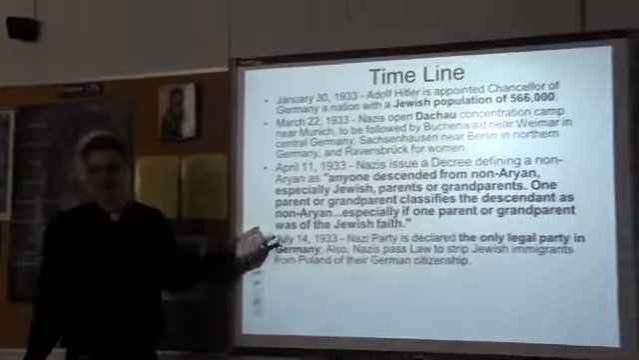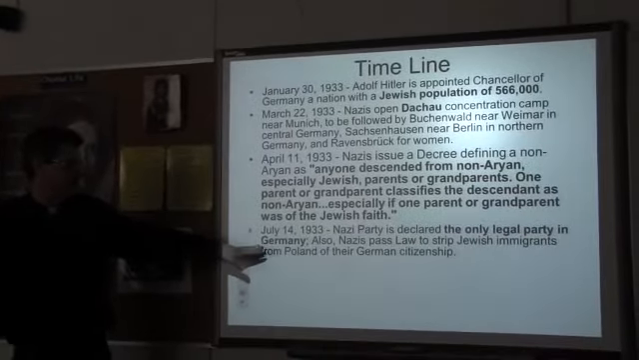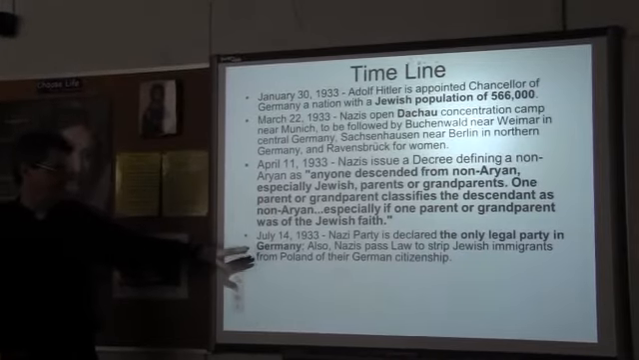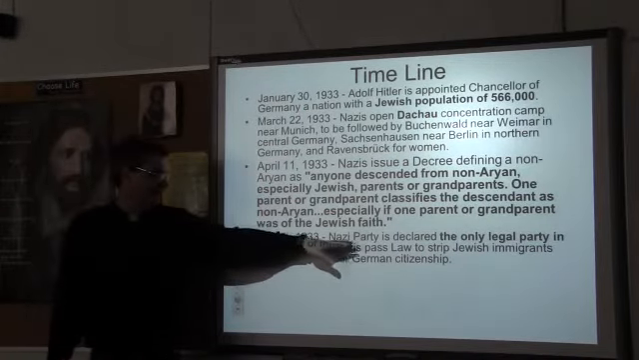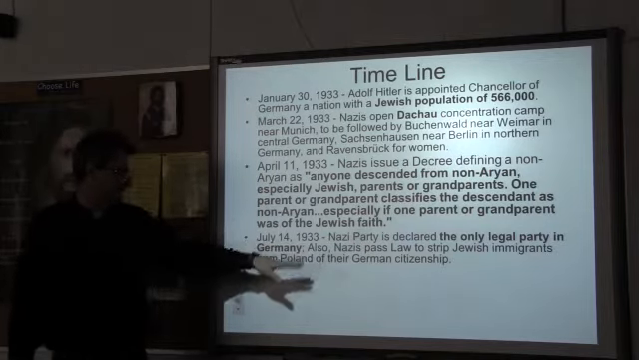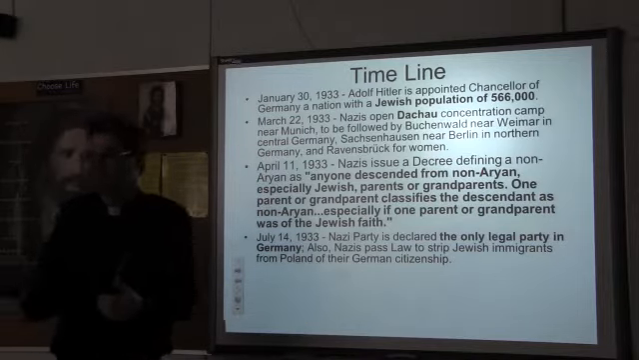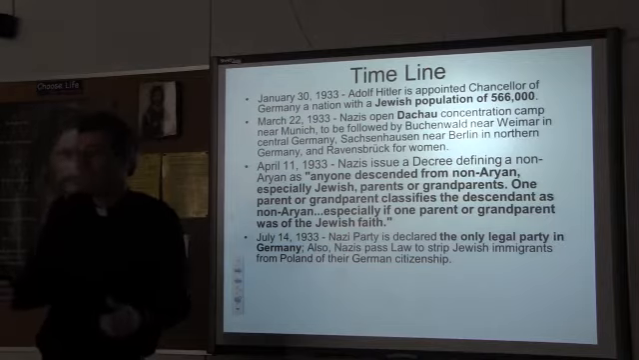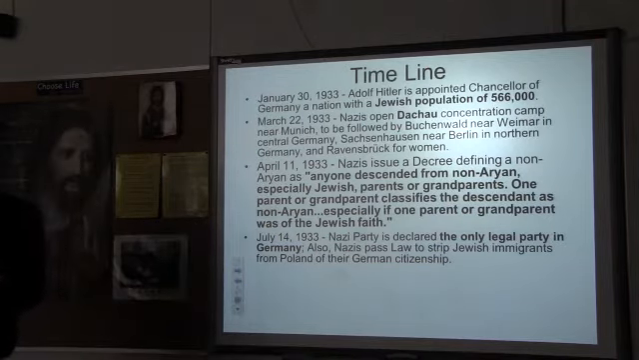Okay. July 14, 1933, they became the only legal party. The Nazis passed a law to strip Jewish immigrants from Poland of their German citizenship. So it was a slow persecution. Even in 1933, he was already doing these little things to persecute the Jews.